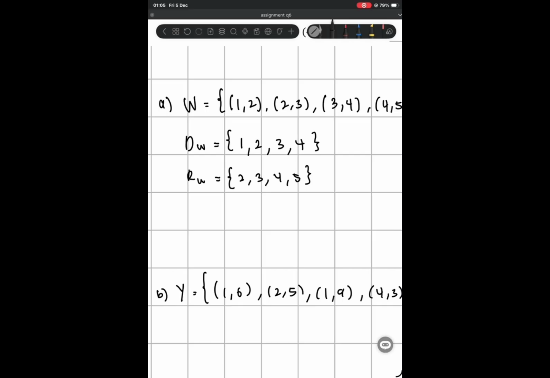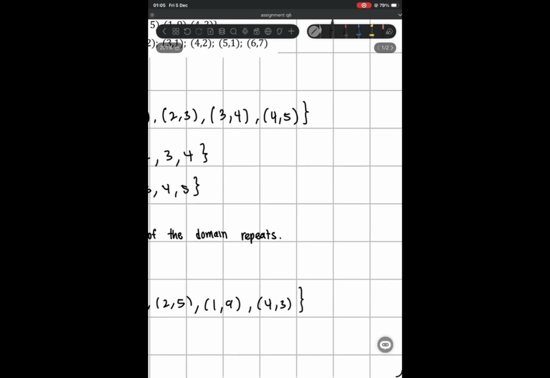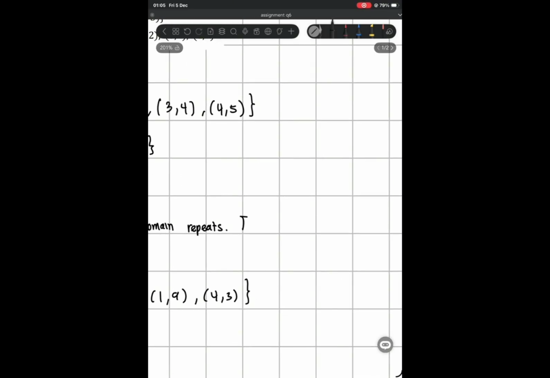Take a look at this. As we can see, W is a one-to-one function. So we can conclude that W is a function. For the conclusion, we can write as this: no element of the domain repeats, thus W is a function.